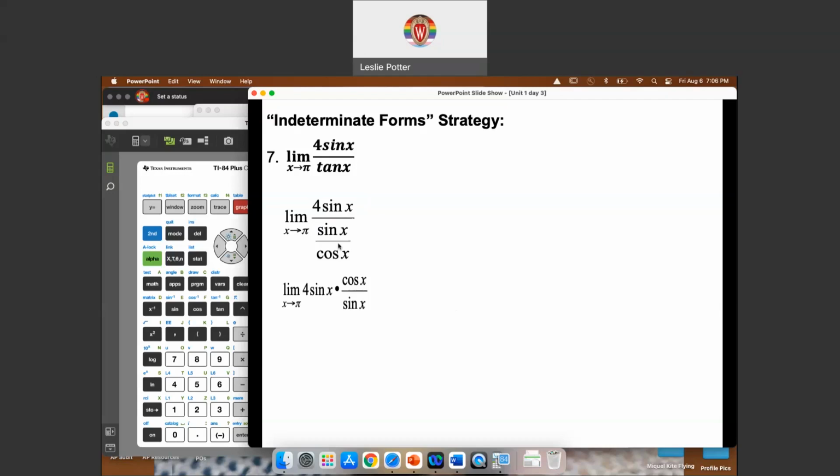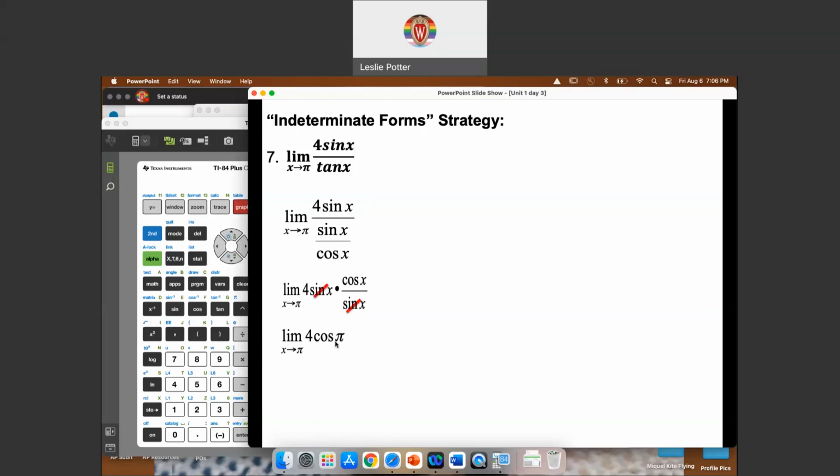Okay, well, dividing by sine over cosine is the same as multiplying by its reciprocal, right? We're going to use that a lot. Okay, and that makes this really helpful, because now I have sine in the numerator and sine in the denominator, and both cancel. So now I'm left with 4 cosine x, and I can put pi in right away.